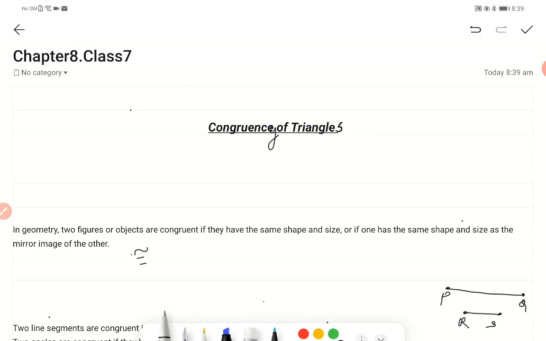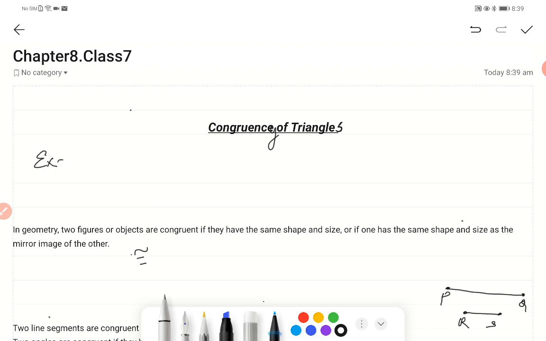Today I'm going to start with your unit 8, which is congruency of triangles. We have studied the properties of a triangle, right? In the previous chapter, we saw different types of triangles, different properties of triangles, angles of a triangle, etc. In today's class, we are going to see about congruency.